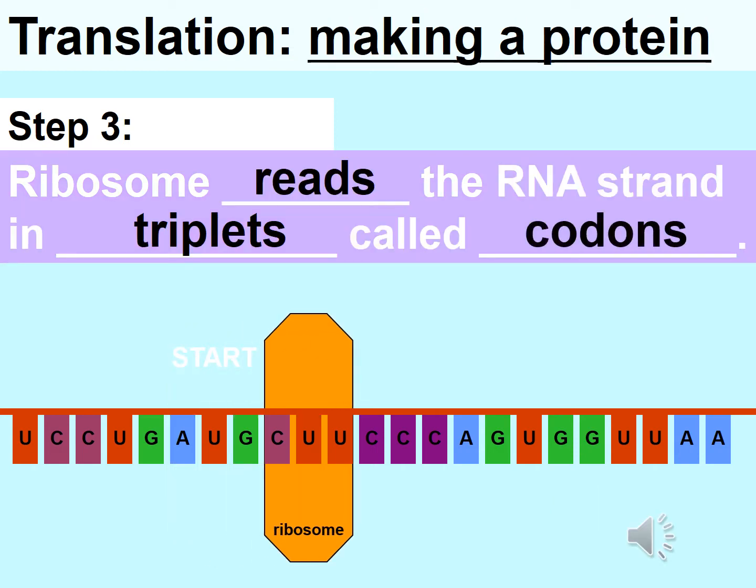Okay. So step number three. After that, now that the ribosome has met up with the start codon, it starts reading the mRNA in triplets called codons. I already told you last slide that it reads in sets of threes. So a ribosome only reads in sets of threes, and we call those codons. So then it starts reading it. So that's step three.